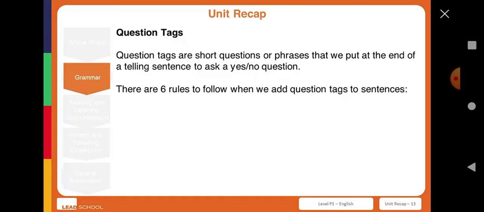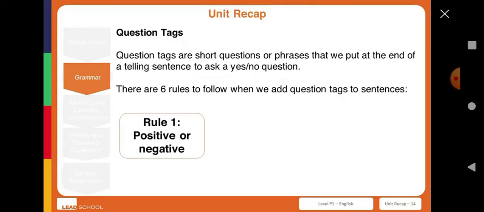Let us now look at the 6 rules we need to follow when creating a question tag. Rule number 1, positive or negative. If a sentence is positive, then the question tag will be negative. This means that we add not or the short form of not to the question tag. For example, aren't or are not. However, if the sentence is negative, that is, it has words such as not, never, neither, and so on, then the question tag will be positive.